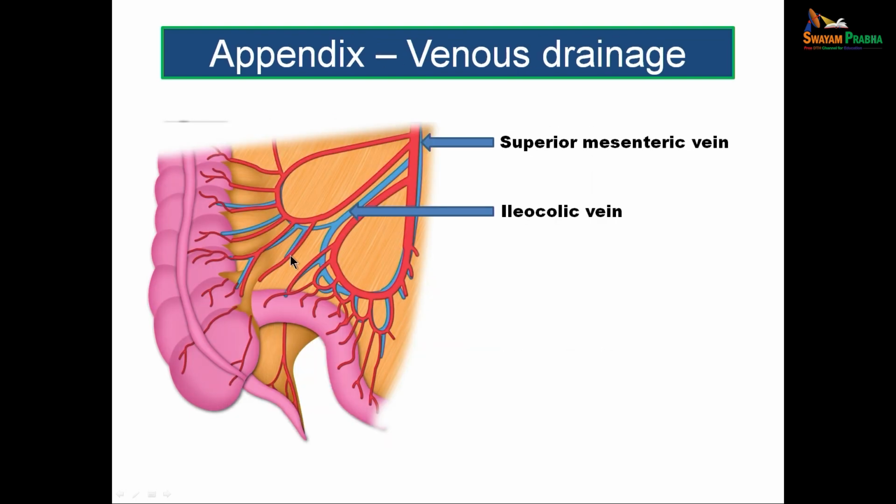Next, coming to the venous drainage, the veins accompanying the artery leave the appendix through the mesoappendix. It ends in the ileocolic vein, which drains into the superior mesenteric vein, and this is a tributary of the portal venous system, which we have already seen when we were talking about the cecum.